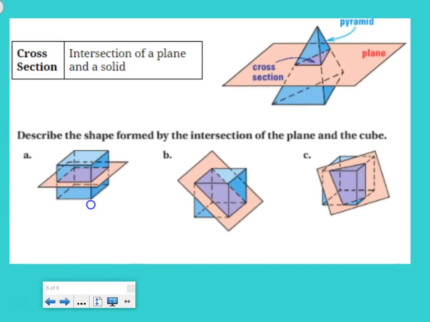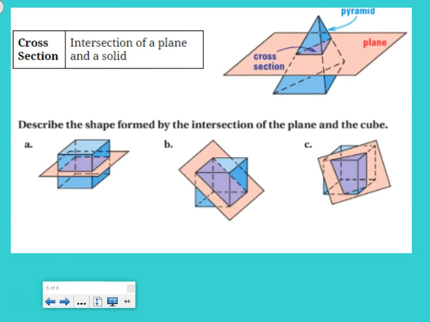Last piece is a cross section. So a cross section is the intersection of a plane and a solid. So a solid, remember, is that 3D figure, and a plane is a 2-dimensional figure. So when a 2-dimensional figure crosses a 3-dimensional figure, it makes a cross section. So here, this 2-dimensional plane crossed a 3-dimensional pyramid, and the cross section made the shape of a triangle.